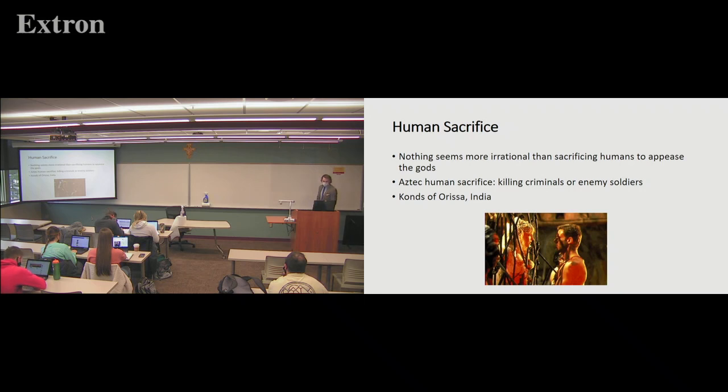Now, the human sacrifice we're looking at is the Khans of Orissa in India. It's a little bit different than other types of human sacrifice. So the Aztec human sacrifice, which is the most common one most people think about, is they would kill criminals or enemy soldiers and sacrifice them to the gods. That was really just a way to execute criminals and to give it some sort of religious trappings to make it seem less bad. But the Khans actually sacrificed innocent people. So we'll see why this took place.